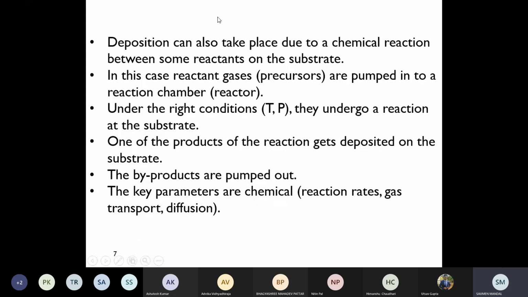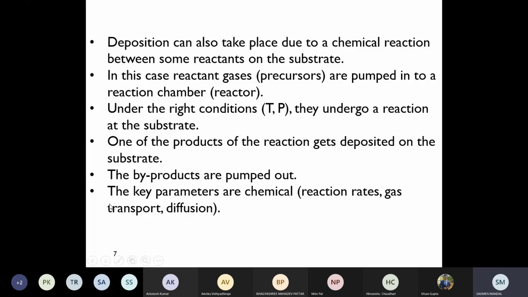Deposition takes place due to the chemical reaction, as I already explained, where reactant gases are pumped into a reaction chamber. Under the right temperature and pressure they undergo a reaction. Any reaction requires a particular temperature and pressure, and one of the products of the reactants gets deposited on the substrate, and then byproducts are pumped out. So after the reaction, one particular reaction product will be deposited, and the rest will all be in gaseous form and will be pumped out.